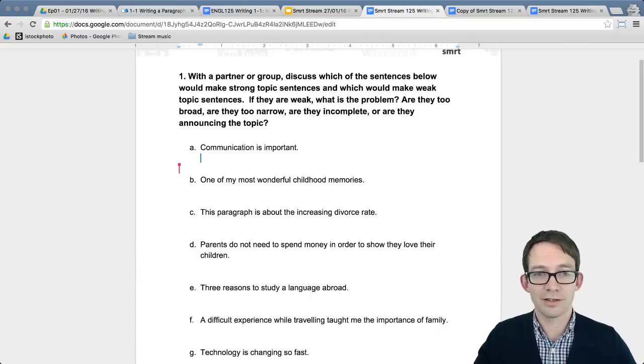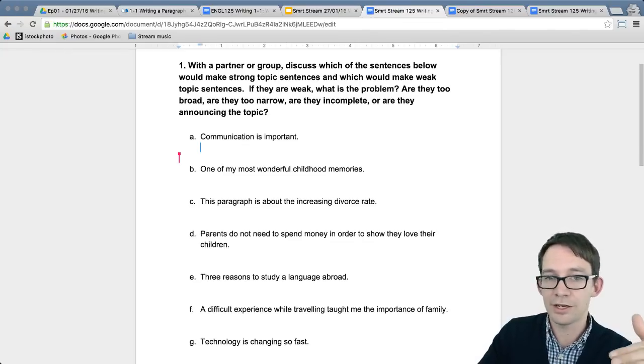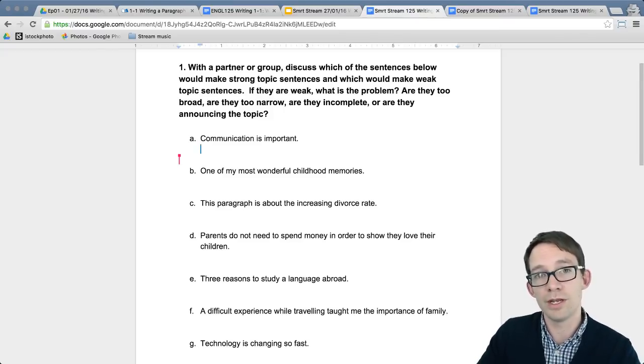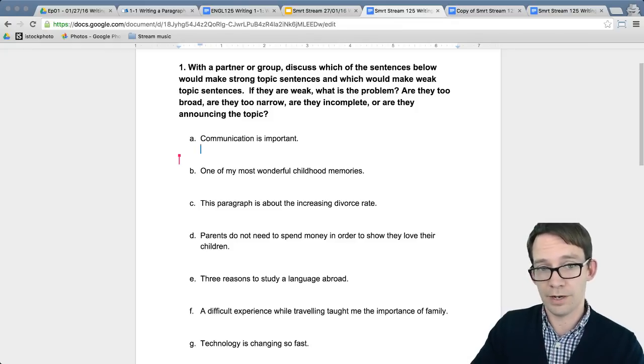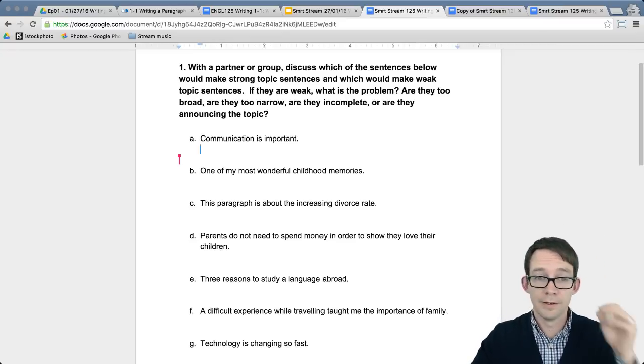I would like you to look at each of these sentences. And now that we've discussed the strong and the weak topic sentences, I'd like you to go through and just identify which of these are good topic sentences and which of them are weak or need improvement and why. Okay, so letter A, we'll start with that one. We'll do one together, okay?